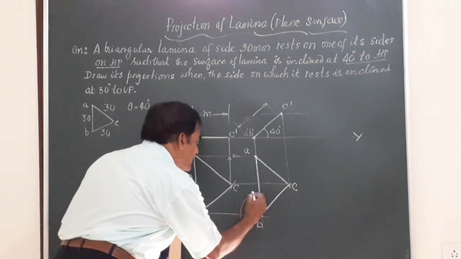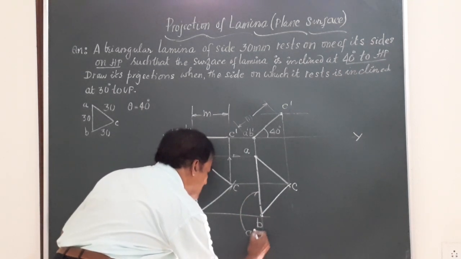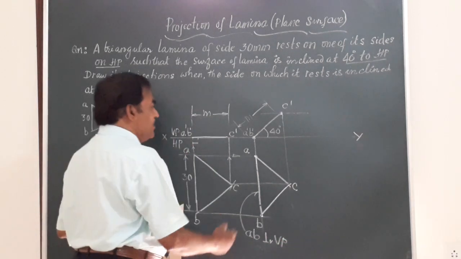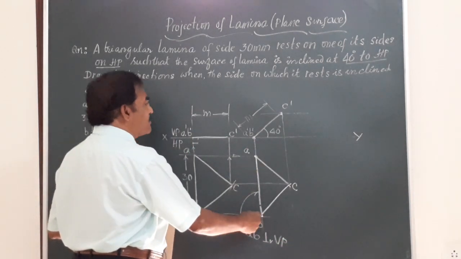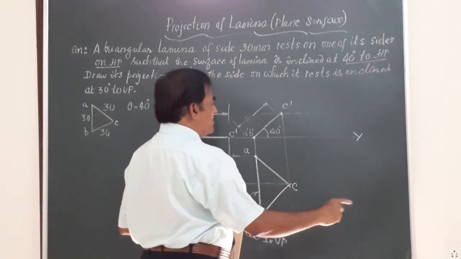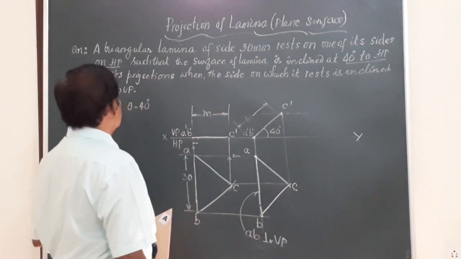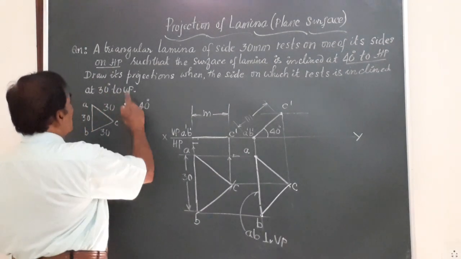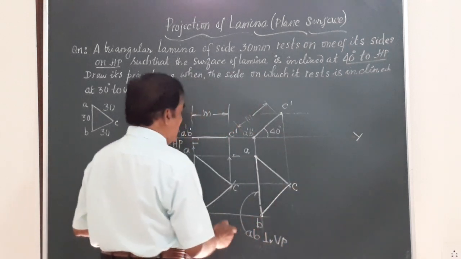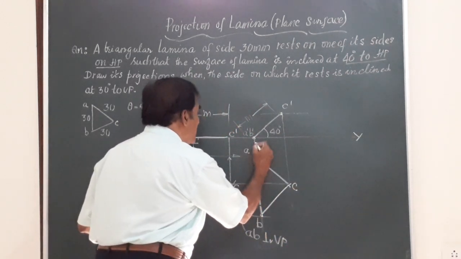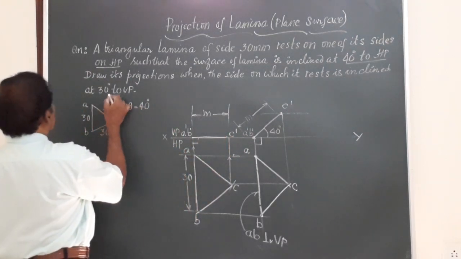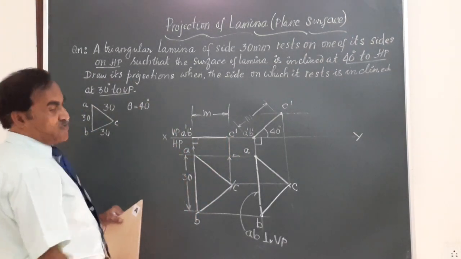That AB or that edge AB is very obviously perpendicular to VP. I told you, if you have got a line here like this, that is perpendicular to VP. If you have a line vertical, perpendicular to HP, and so on. But what does he say in the question? He says, draw the projections when the side on which it rests, it is resting on side AB, which is again normal to VP, but he says it has to be inclined at an angle 30 degrees to VP.